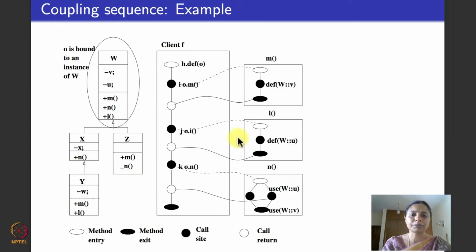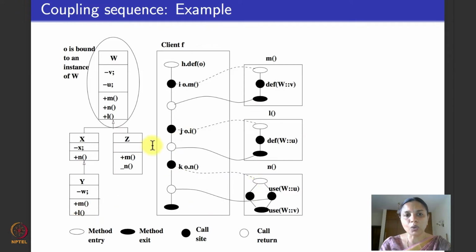I'll illustrate it with an example. This is a slightly big figure, but we'll go through it slowly. On the left hand side is the class hierarchy. There are 4 classes, W, X, Z and Y. W has 2 private variables, V and U, and 3 methods, M, N and L. X has a variable small x and a method N again, overridden. Z has no variables that matter to us for now, so we will ignore the other variables in Z; I have not depicted them. Z also has 2 methods, M and N, and Y has a local private variable W and 2 methods, M and L. Please remember that M occurs here, here and here, N occurs in W, X and Z, and L occurs in W and Y.